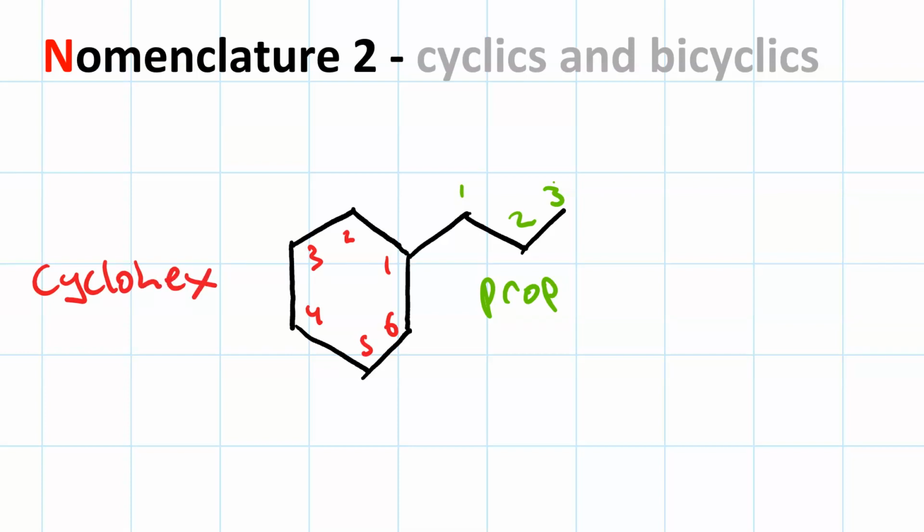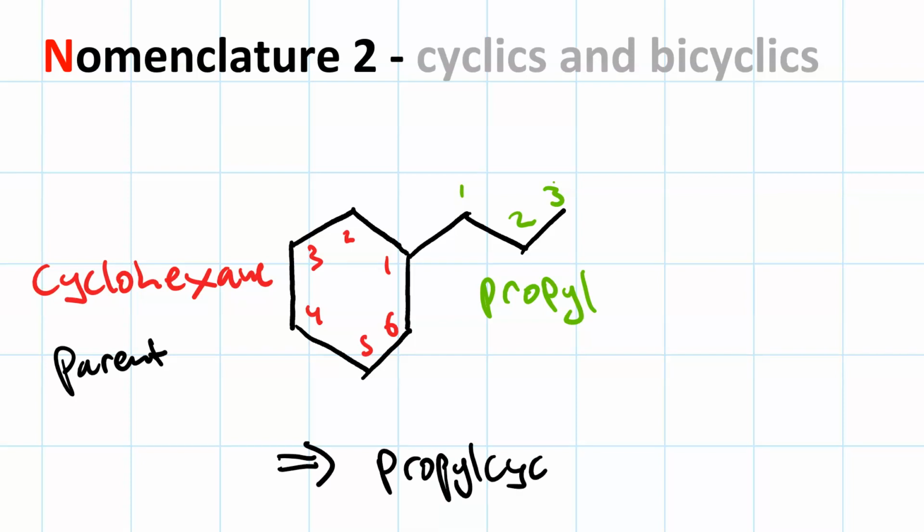Now, 6 is more than 3, so the cyclohex is the parent, and so we add ane to it. Since the propyl is a substituent, we make it end in YL. And then the name of this becomes propyl cyclohexane. You don't have to worry about a locant for the propyl because you will always number this to make the propyl on number 1.